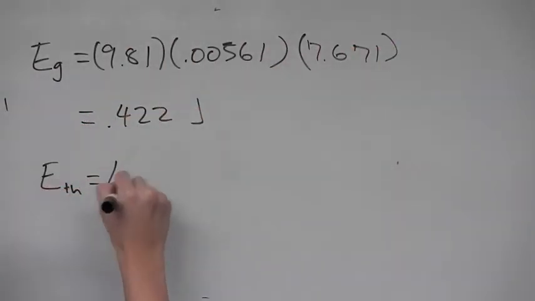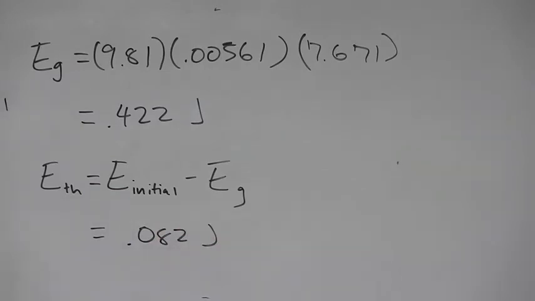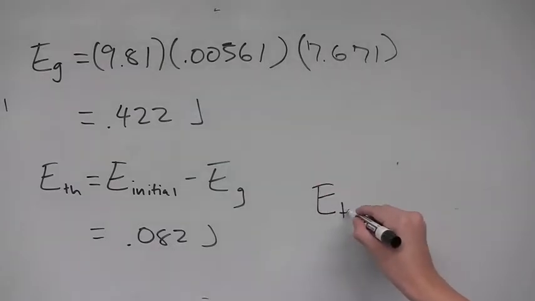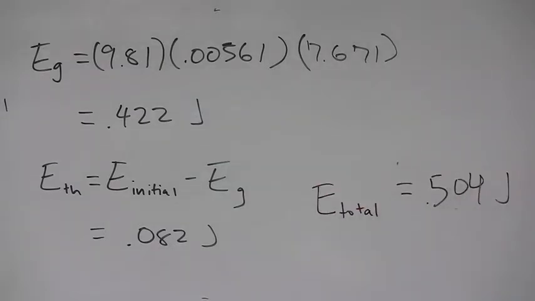The thermal energy at this point is the initial energy minus this gravitational energy. We can see that air resistance has had a small effect on the glider because the thermal energy is very small. And of course, the total energy is still 0.504 joules.